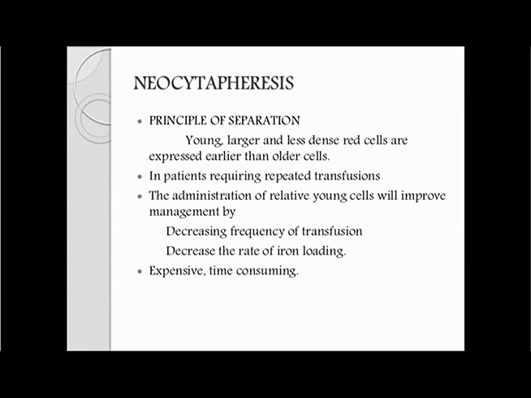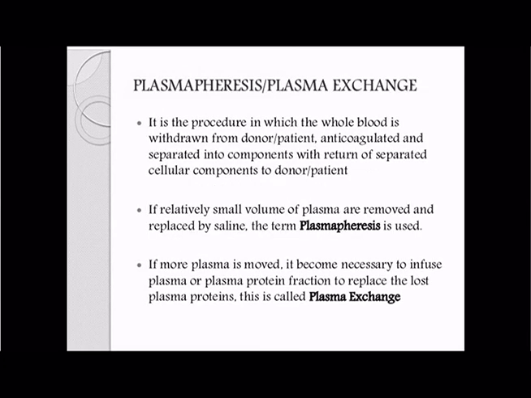The administration of neocytes will improve management, that is, they reduce the need for frequent transfusion and the rate of iron deposition. Every time you give blood, the iron concentration increases. So in case you give the patient neocytes, it reduces the rate of iron deposition. The procedure takes about 3 to 4 hours, but here it is expensive and also time consuming.